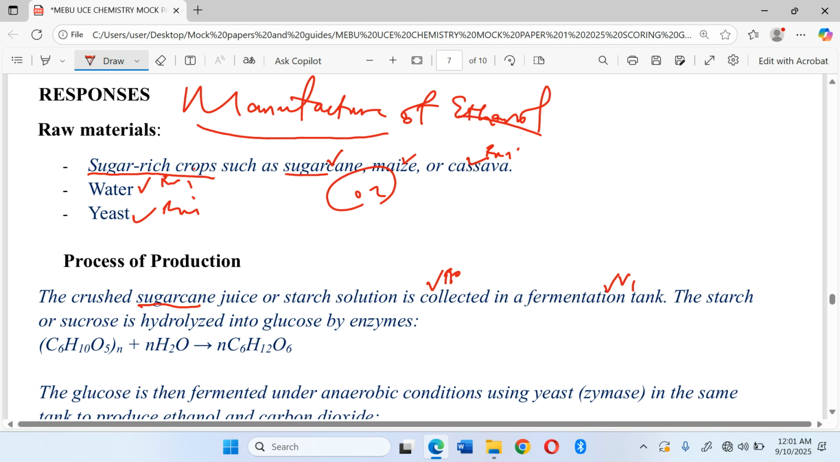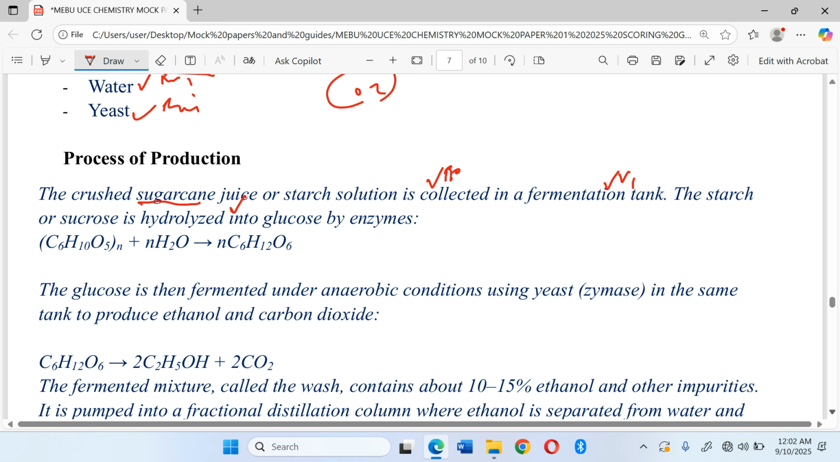The starch or sucrose is hydrolyzed into glucose by enzymes. We shall see which enzyme is responsible for that. Hydrolyzed meaning adding some water. It is hydrolyzed into glucose by some enzyme. So we're going to see which enzyme.